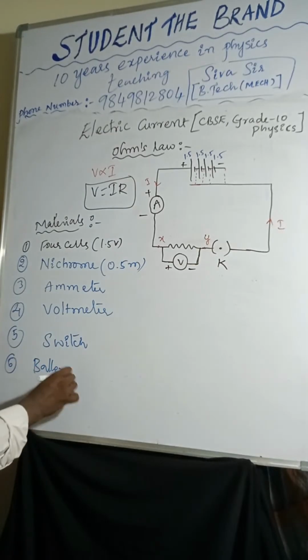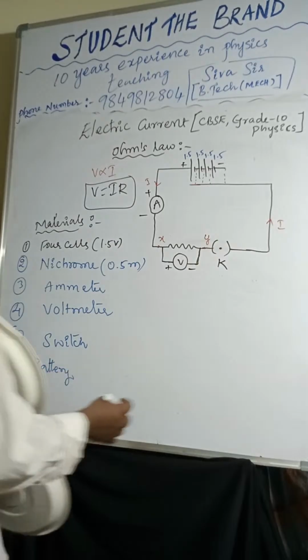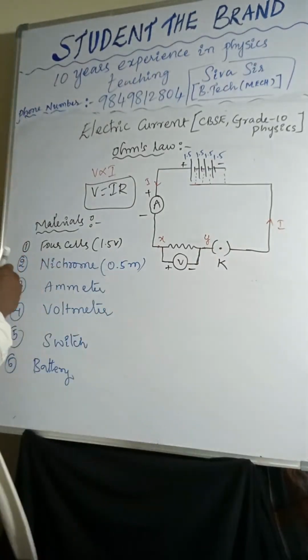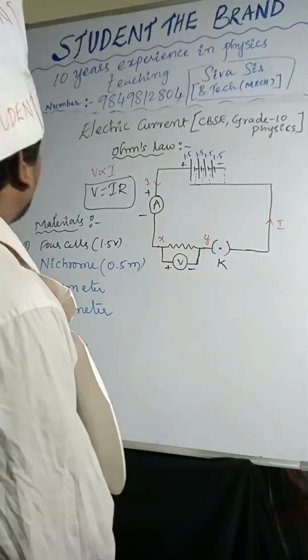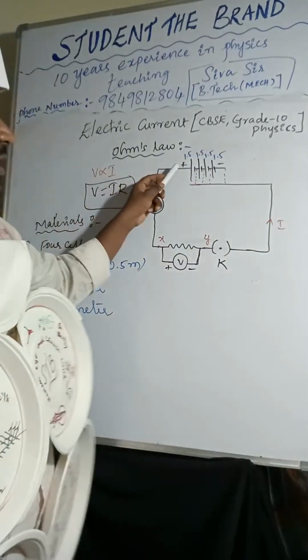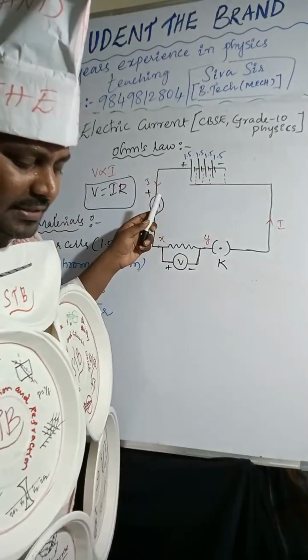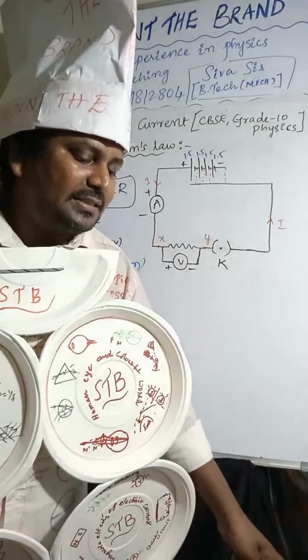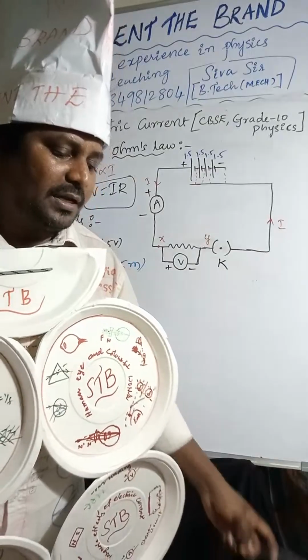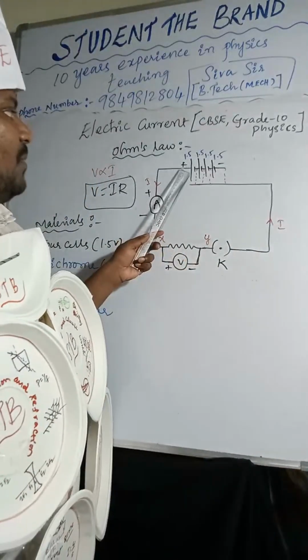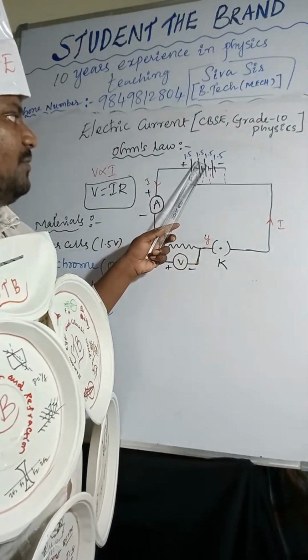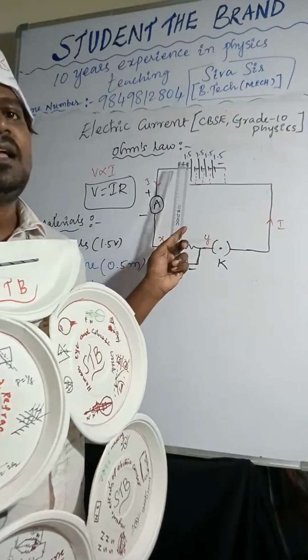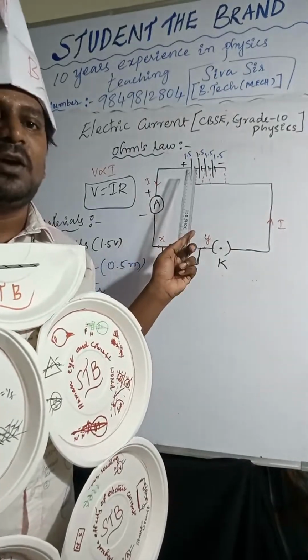Okay, understood. I hope it is very clear. Once again, what are the required materials here? We require 4 cells, 1.5 volts each. Each cell's potential difference is 1.5 volts.